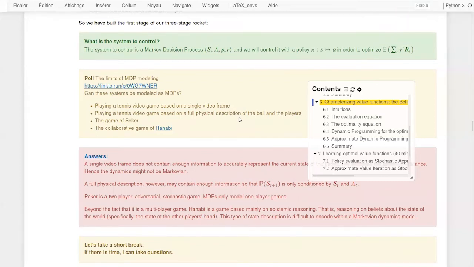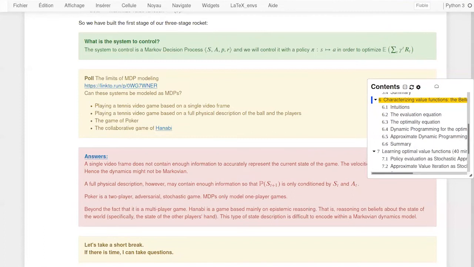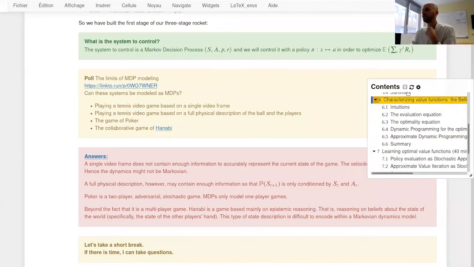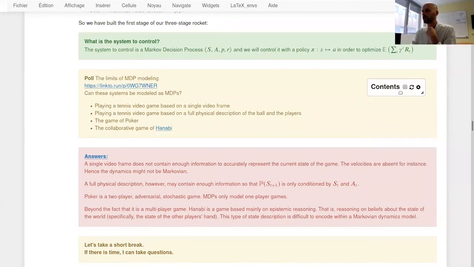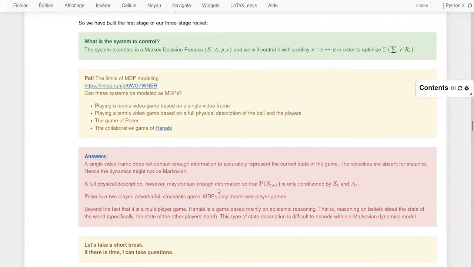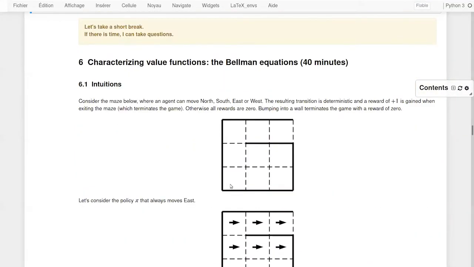Okay, I think it's probably a good thing if we start over. I agree. Any questions that are left unanswered, I'll try to answer them in Matrix later on. Okay, so now up to the next question in our three-stage rocket, characterizing optimal policies and characterizing value functions.